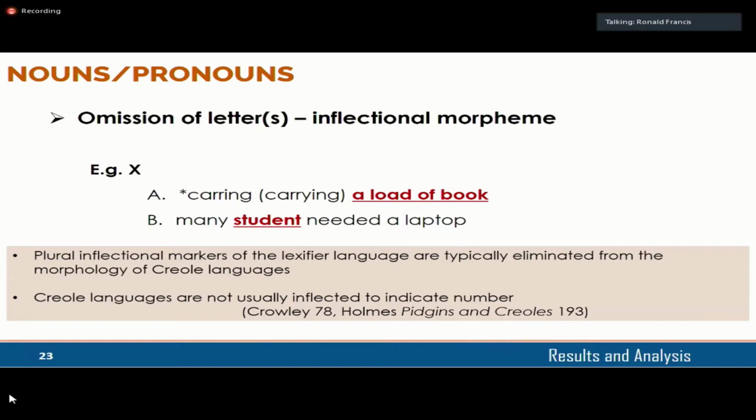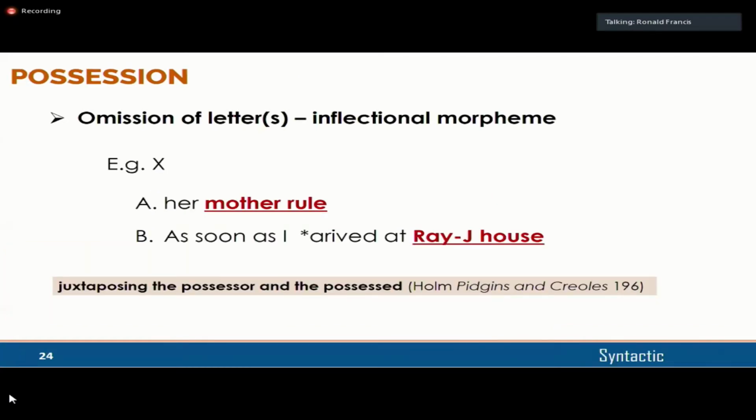So spelling even has implications for syntax. It has more implications for syntax here, for example, in terms of possession. You have the omission of the apostrophe S, the clitic apostrophe S. And we know that in Creole languages, what you do is juxtapose the possessor and the possessed in order to indicate possession. So "her mother rule": "because she was still under her mother rule, she should have listened." Or "as soon as I arrived at Ray J house," instead of "Ray J's house," for example.